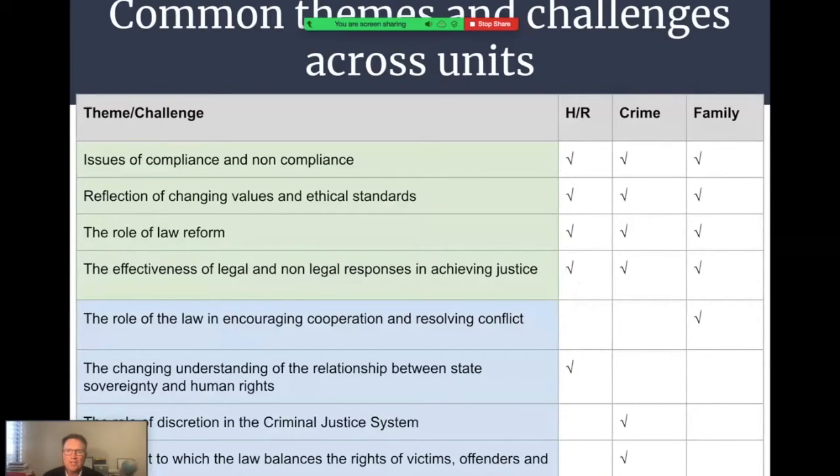When we look at the themes and challenges and tabulate them and look at them together, we can see that some of the themes and challenges you can see at the top here in green are common to all of the human rights, the crime, and the focus studies such as family and the law. Some of the other themes and challenges are specific only to human rights. For example, the changing understanding of the relationship between state sovereignty and human rights. And others are specific only to crime. It's very important to know what themes and challenges from the syllabus are linked specifically to individual topic areas, and be able to prepare essay questions so that you're ready to address these issues if they come up in the exams.